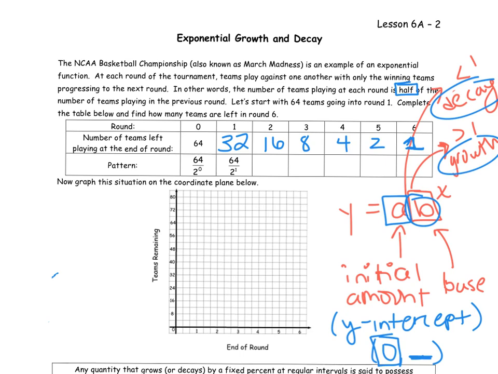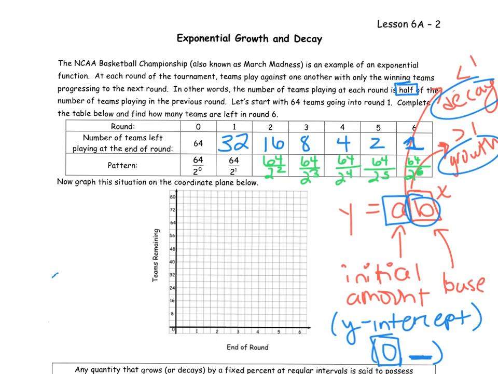All right, so let's come up with that pattern. So we have the pattern is 64 over 2 to the 0. I have 64 over 2 to the first. I'll have 64 over 2 to the second. And the pattern will just continue, so I'm just going to fill that out. All right, so this is what your table should look like.